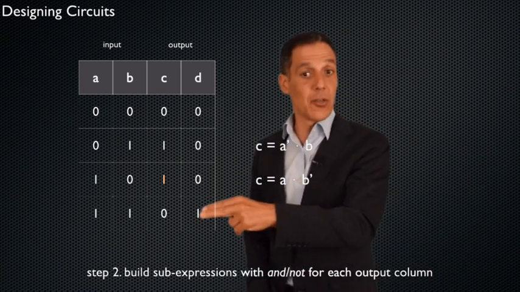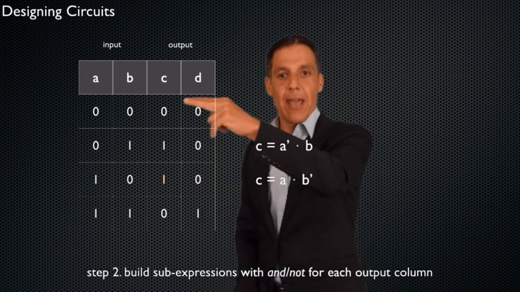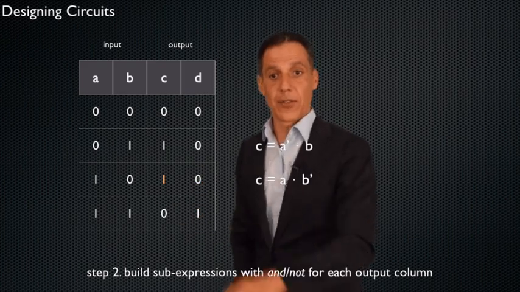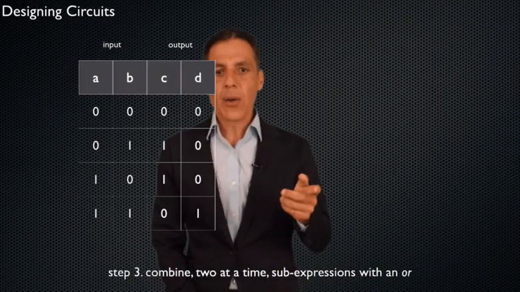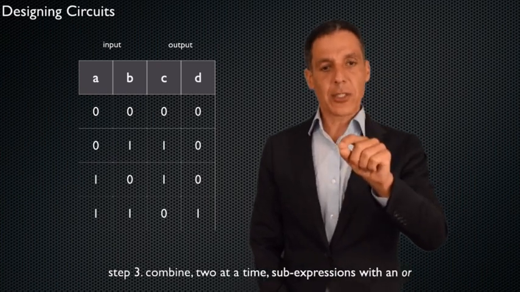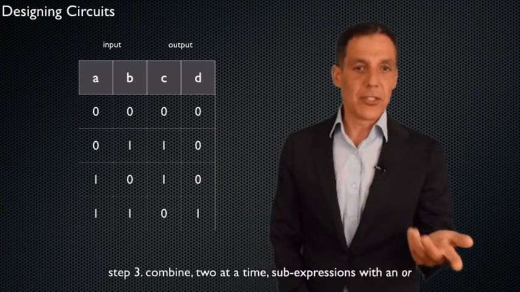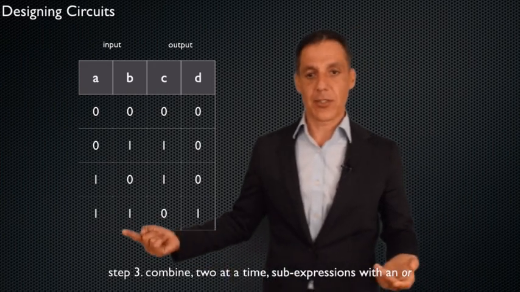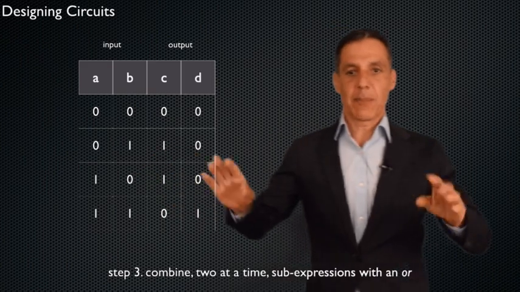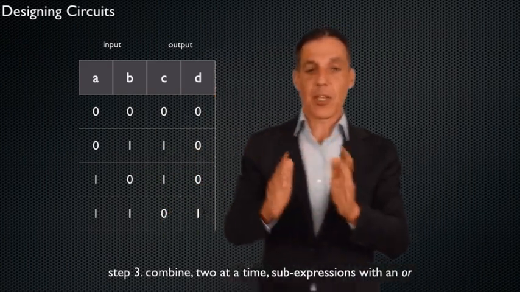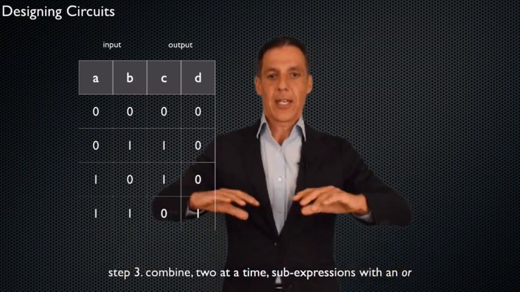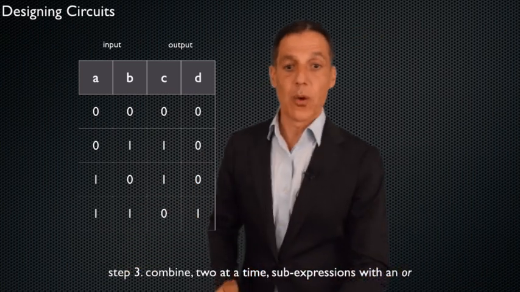The D only needed 1 because there was only 1 here, and the C needed 2 of them because there are 2 1s here. Now, we're going to combine 2 at a time all the sub-expressions with an OR. I mean, you knew the ORs were going to come into play, so this is now step 3. Step 1 is build the truth table. Step 2 is for each output column, build a sub-expression using AND and NOT only. And step 3 says start to combine these things with an OR.